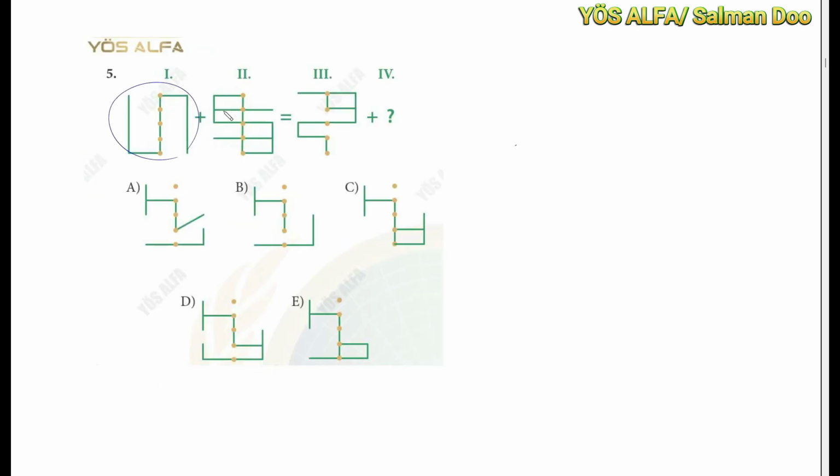Number 5. This figure and that figure is merging, and we have a result as this and that. So we'll check from the given answer choices.